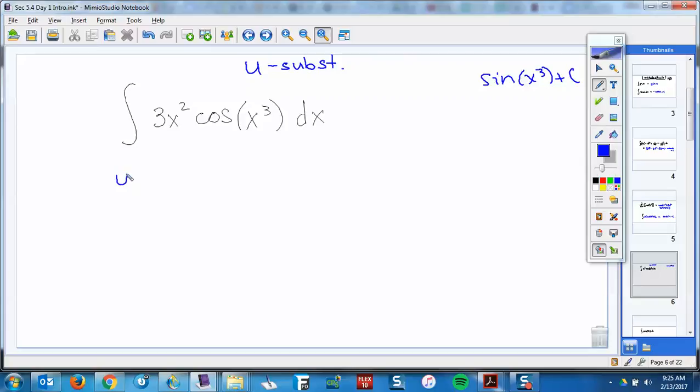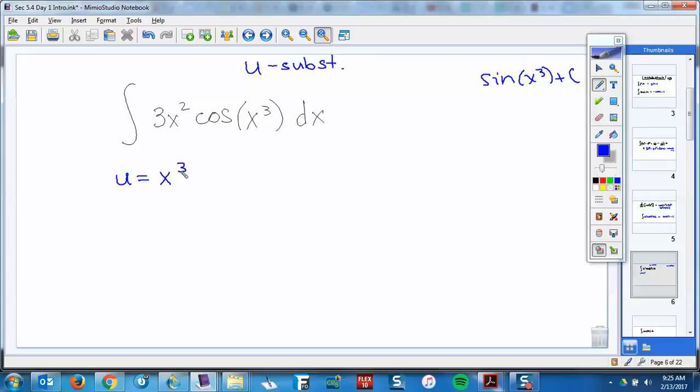We're going to say, all right, I'm going to let U be the inside. That's almost always what we let U be. If there's something on the inside, we say, let's call that U. Let's call that thing on the inside U. Okay? So we're going to let U equal x cubed.